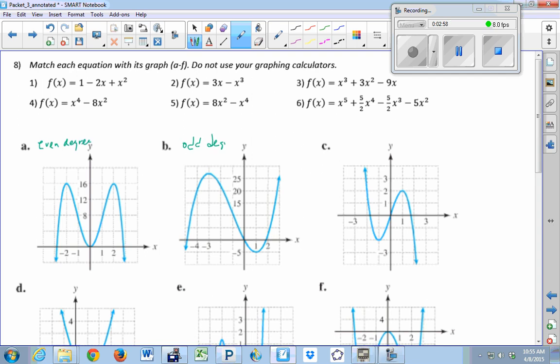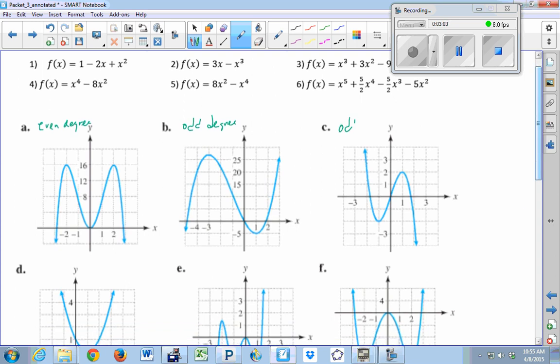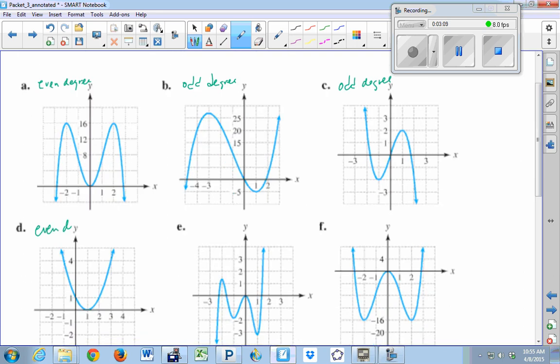Odd degree. Thank you. C, what about C? Odd because the arms are going in different directions. D, even, right? This is how I start. And E is totally odd. And the last one is even. Then I think about my leading coefficient. If my right arm is up, as it is in B, D, E, and F, I know my leading coefficient is positive. So right away, I've got some information before I even start to try to pick out my equations.